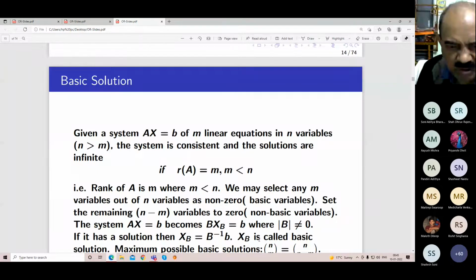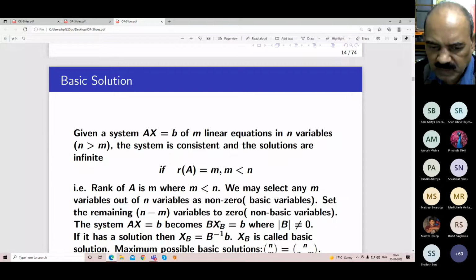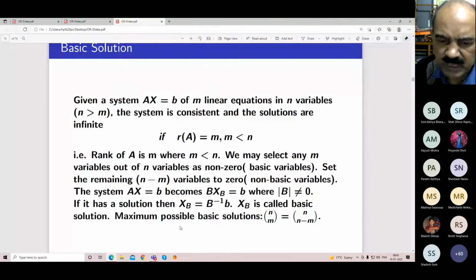So this system Ax equal to B becomes B into XB equal to B, and this is solvable, let us say. If it has a solution, then XB equal to capital B inverse into B. This XB is called the basic solution. And here the maximum possible number of basic solutions is nCm, the same as nC(n minus m) also. So this is the maximum number of basic solutions you can find from the system.